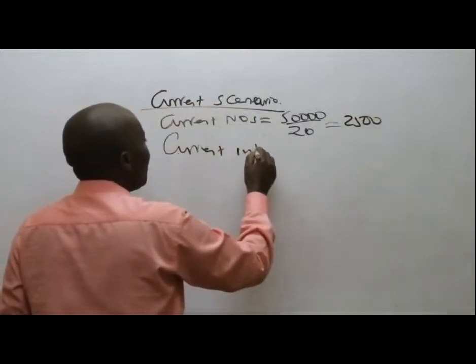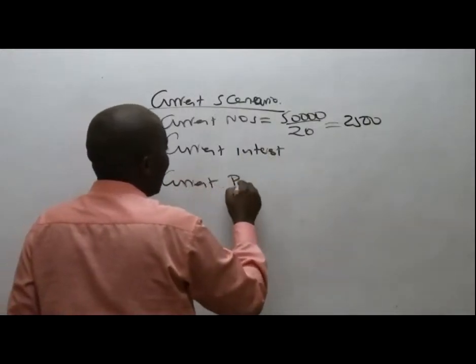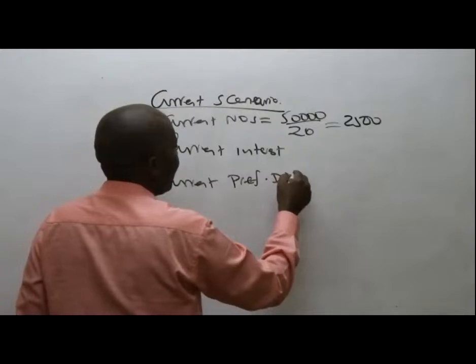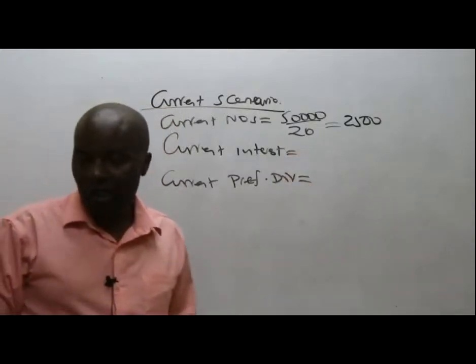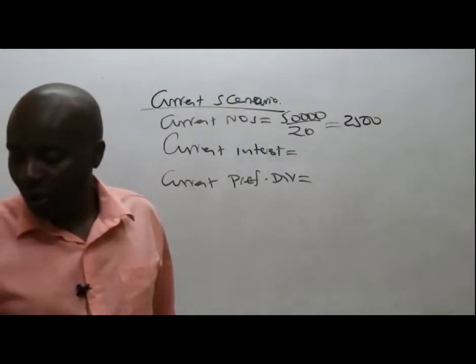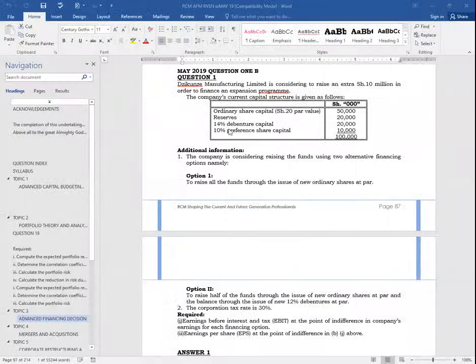I have two things here to tackle with you, the current interest and the current preference dividends. So the current interest, what do we have here? Doreen Kemunto gives me that the current interest, 14% debenture capital. So 14% of 20,000, which Doreen has been able to pick very fast as 2,800.